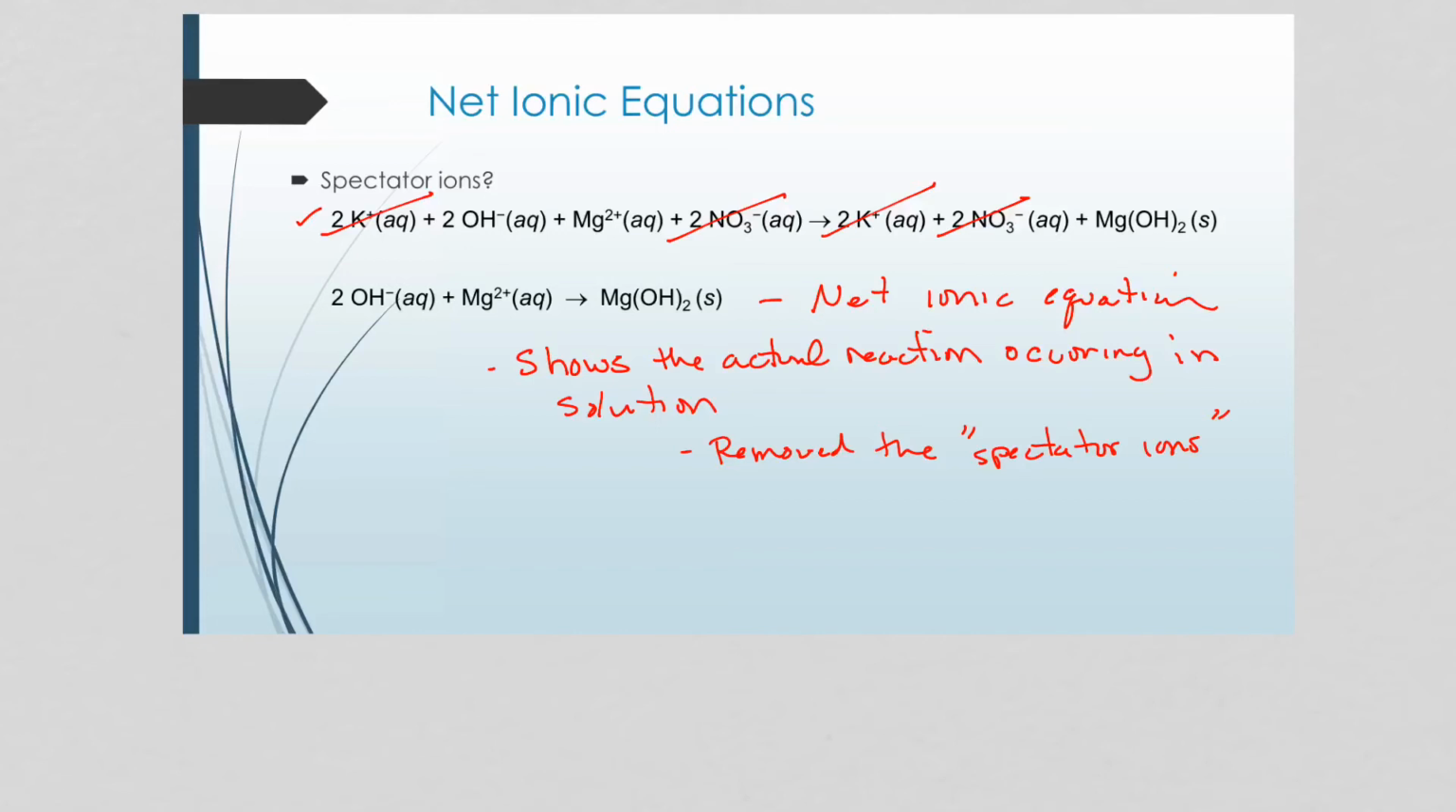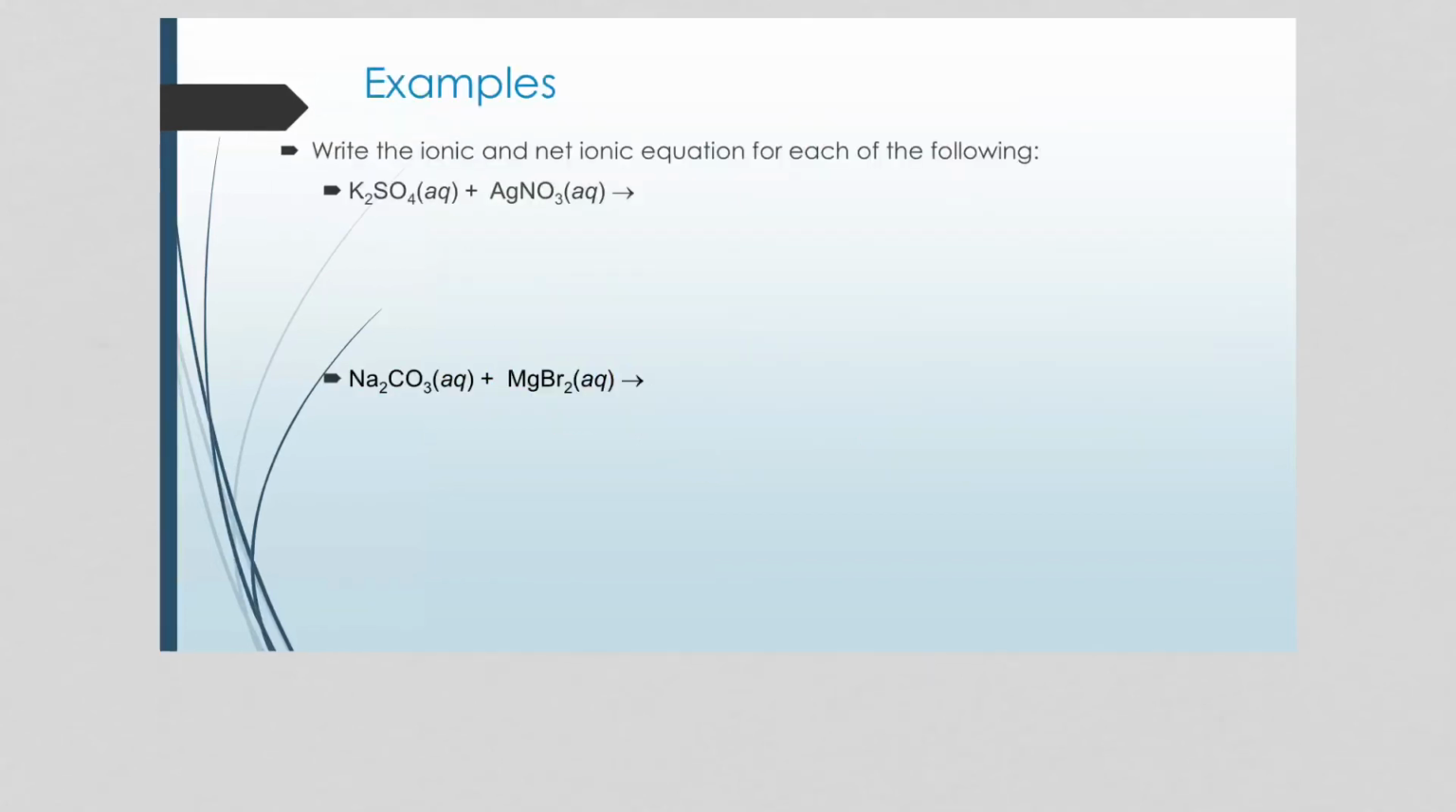So let's do another example. So let's take this example of K2SO4, so potassium sulfate, reacting with silver nitrate. And ultimately I want to write the complete ionic equation and the net ionic equation for each of the following. But of course, before I can get to there, I have to write the molecular equation. I have to know what my products are. So let's go through my 5 steps that we did to break this down.